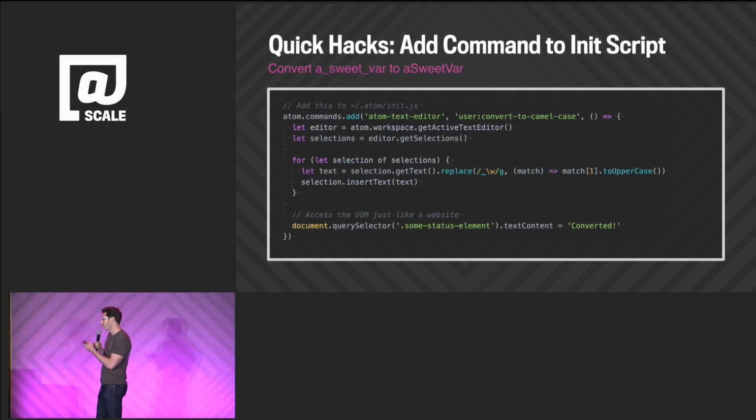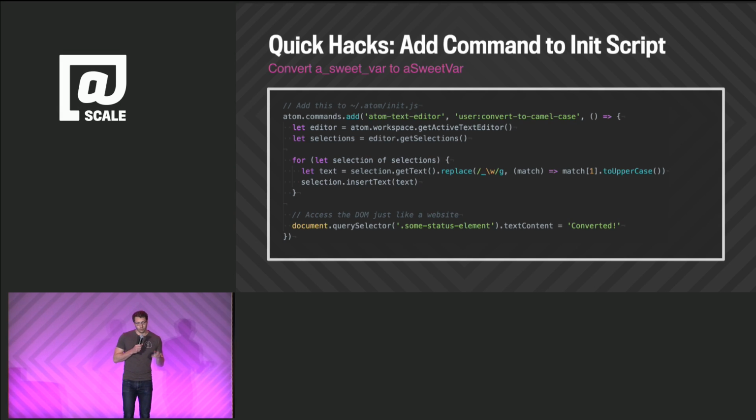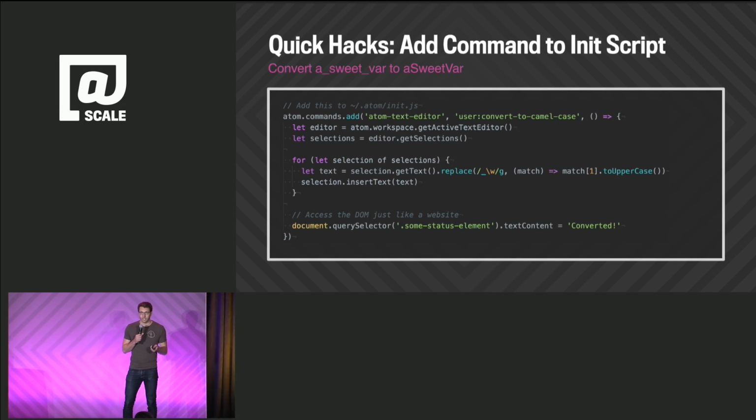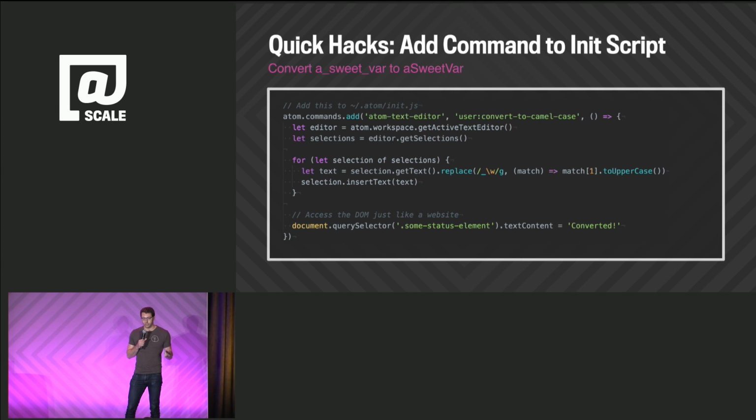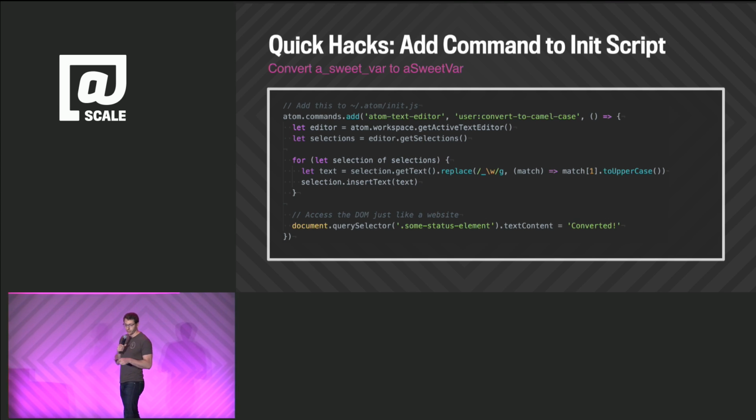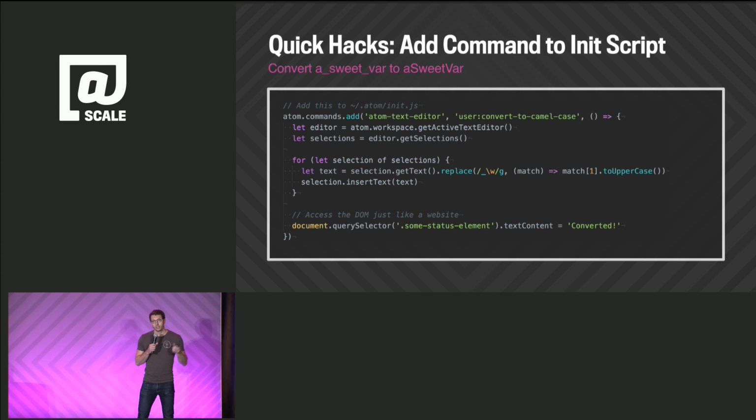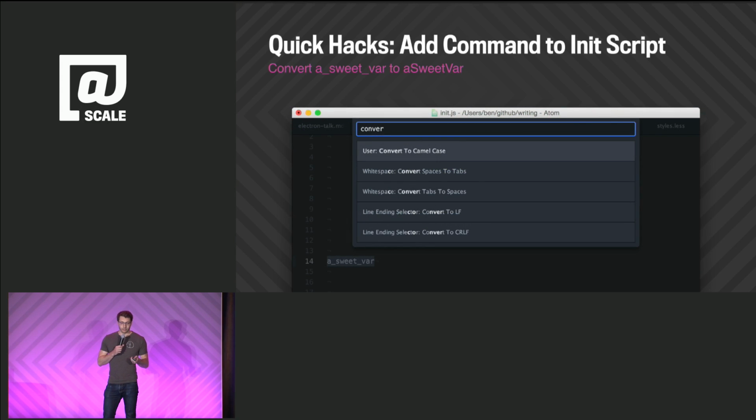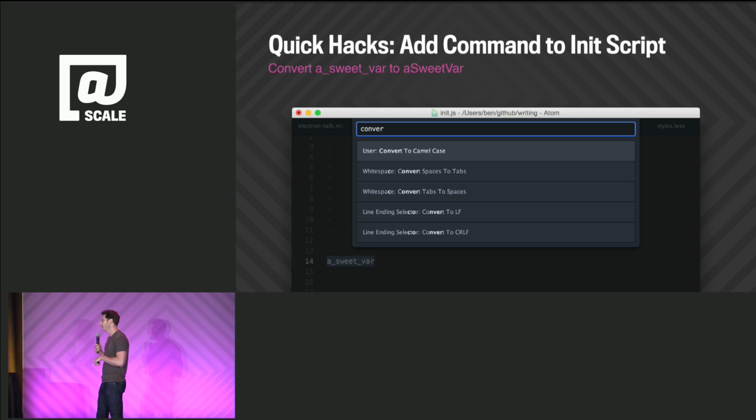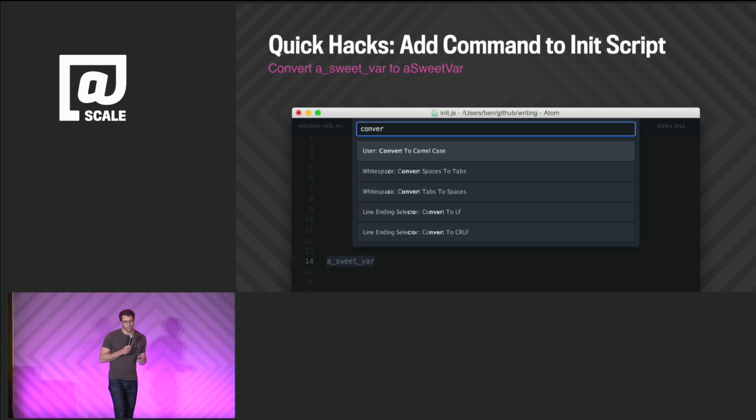We would just do atom.commands.add. We would say atom-text-editor, which is just a selector that selects all of the text editors, and we give it a name of user:convert-to-camel-case. This is what's going to show up in the interface. Then we just grab all the editors, grab all the selections, iterate over them, and do the replacement. If you know where everything is, this takes like 2 minutes to add this feature to Atom. Then it shows up in the interface just like this. And you can bind this to a key command if you'd like with your local key bindings file.